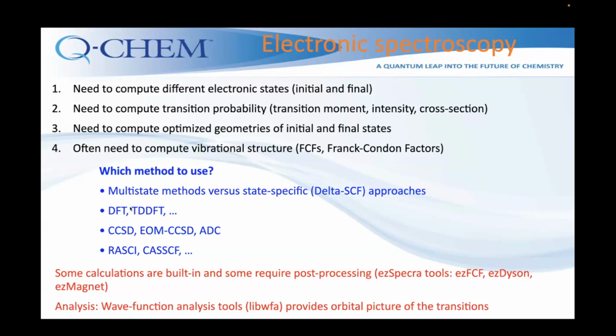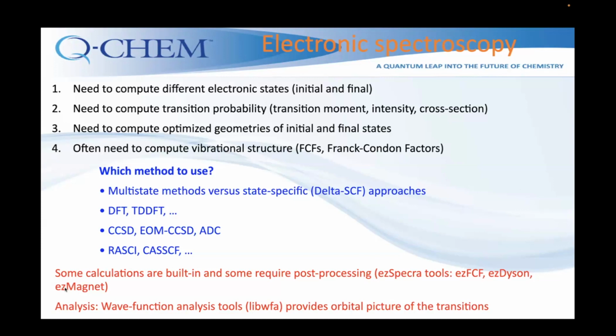So when we talk about spectroscopy calculations, some types of calculations are built into Q-Chem. When you run Q-Chem calculations through IQmol, you will get all necessary results and even your final spectrum. Now, some calculations are more involved and require post-processing. And for that, we also have a number of tools. For example, we have the Easy Spectra package that can compute various types of spectroscopy as a post-processing of your calculation.